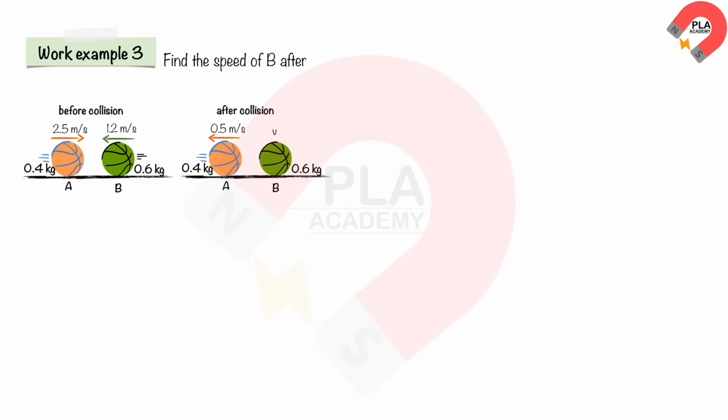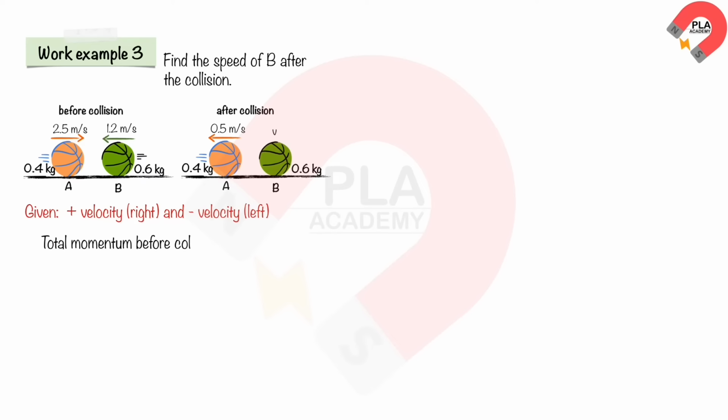Work example 3. Find the speed of ball B after the collision as shown. We are given the sign of velocity's direction: to the right is positive, and to the left is negative. The total momentum before collision is the sum of ball A's momentum and ball B's momentum, which is 0.4 times 2.5 plus 0.6 times minus 1.2, equal to 0.28 kilogram meters per second.